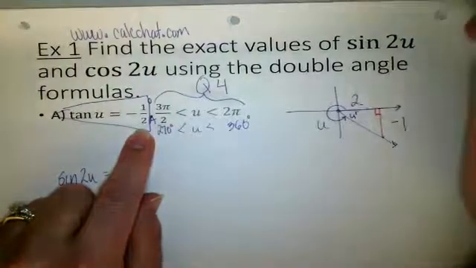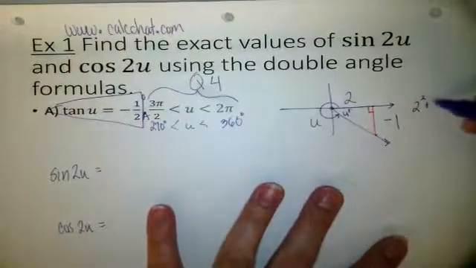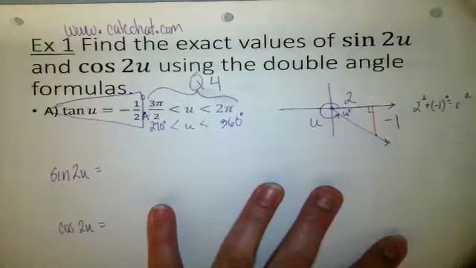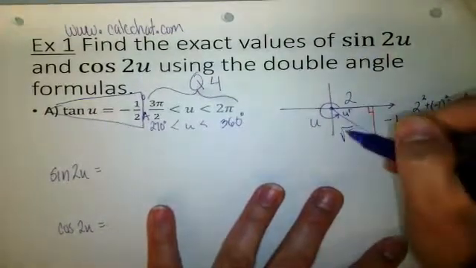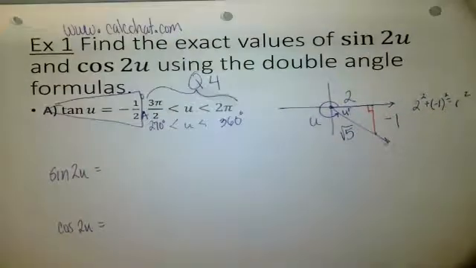And then what do we do? Find the third side. So 2 squared plus -1 squared equals our radius squared down here. Radical 5. Very good. All right, so now we have our triangle labeled.